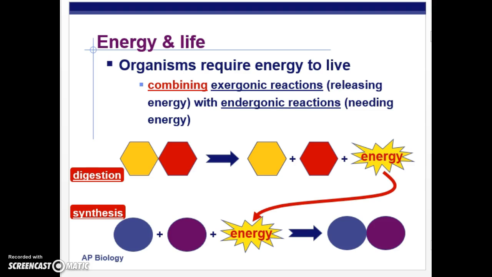So organisms require energy to live, and they do this by combining, or coupling, exergonic and endergonic reactions. So this digestion and synthesis is continually going on, and so there is a release and a using of energy through these different reactions in a paired manner.